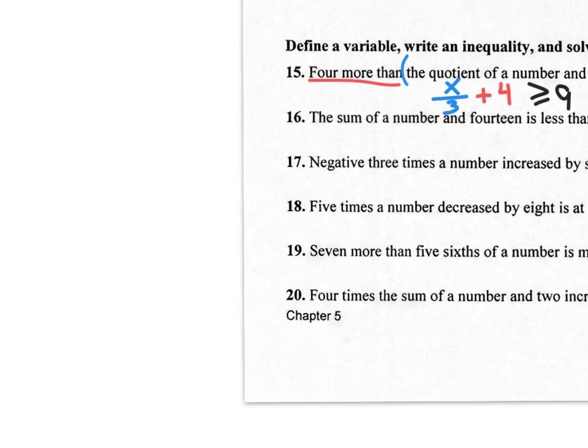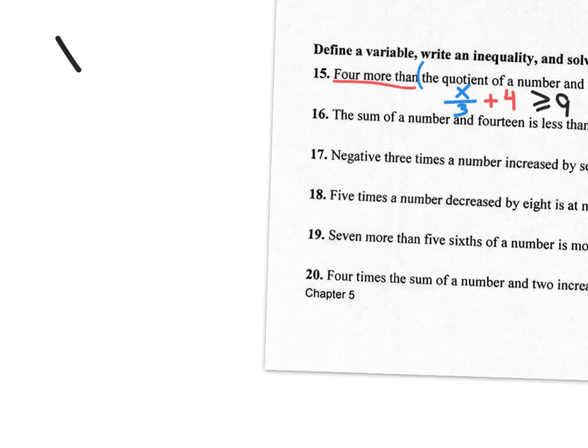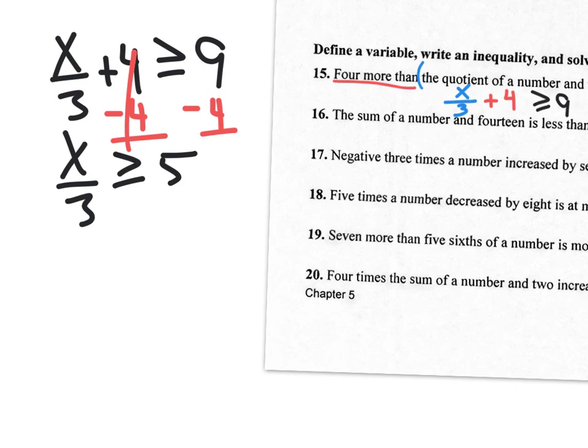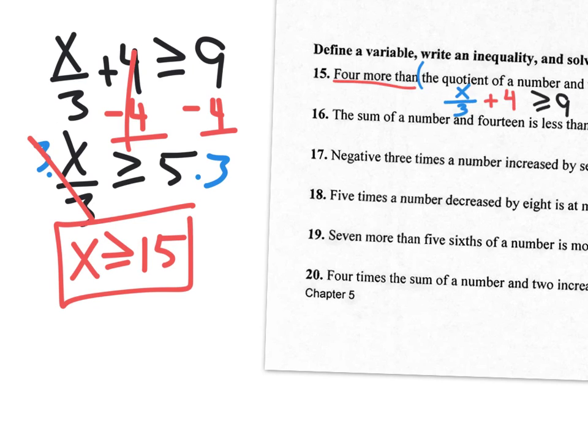Let me rewrite this over here. This is x over 3 plus 4 is greater than or equal to 9. So how would I solve this? Subtract 4, cancels. X over 3 is greater than or equal to 5. And then, how do I solve that? Multiply by 3. Multiply by 3. 3's cancel. I don't flip anything. It's just x is greater than or equal to 15. That's your answer for number 15, guys. You got it? Let's pick another one to review.